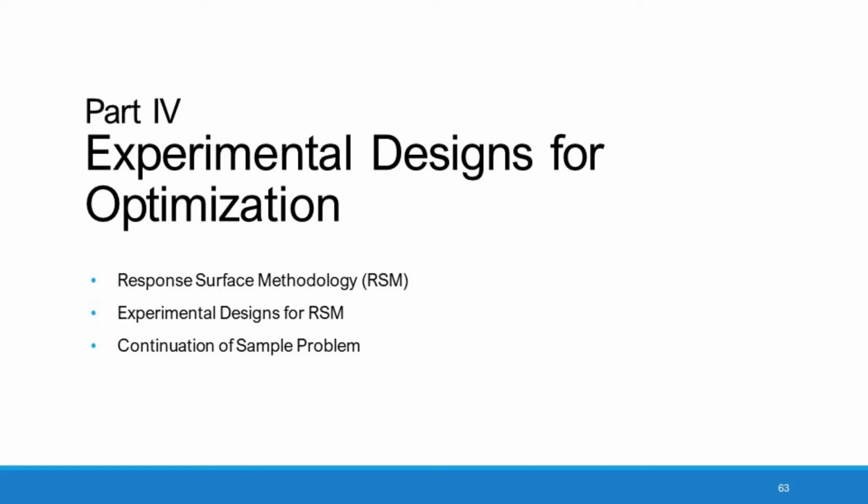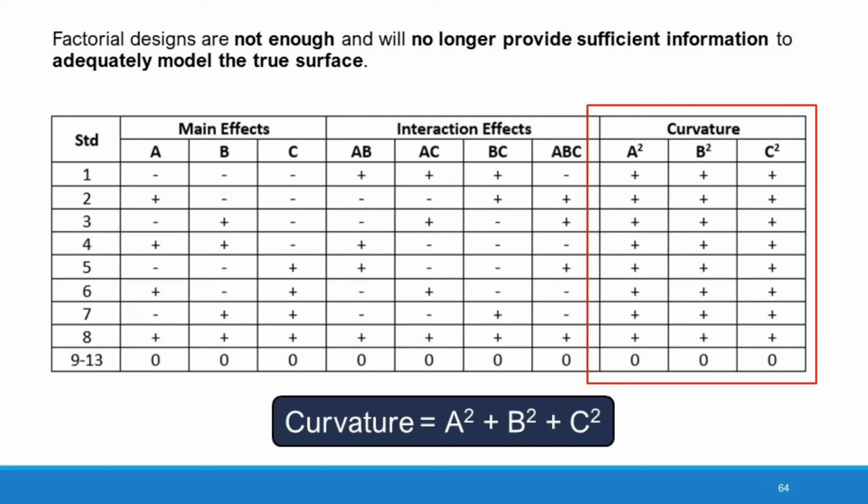We will now proceed with part 4 of our lecture, where we will be discussing experimental designs for optimization. We will be discussing response surface methodology or RSM, common experimental designs for RSM, and continue our sample problem earlier. Curvature is best explained by higher order model terms, the quadratic terms. In our case, a squared, b squared, and z squared.